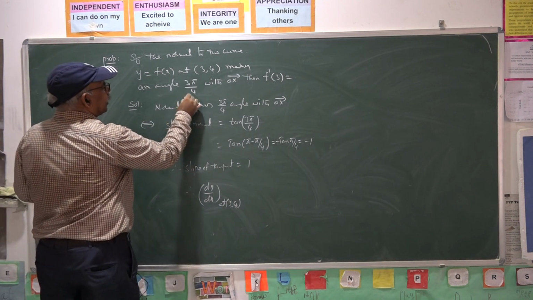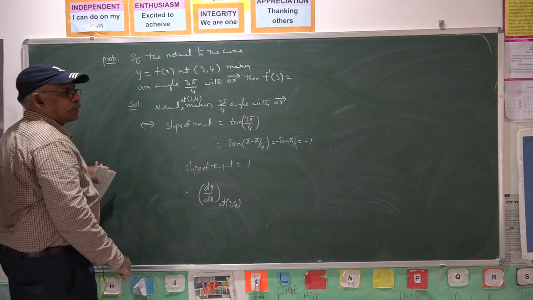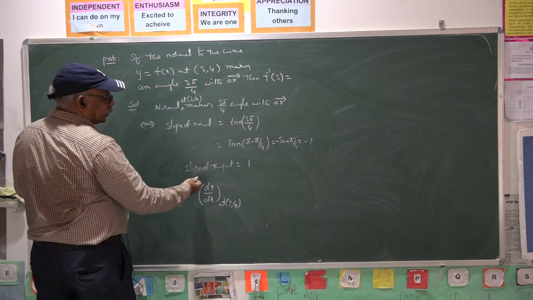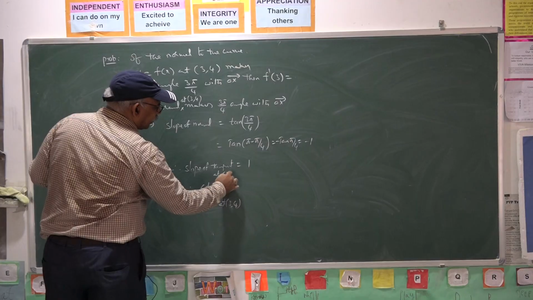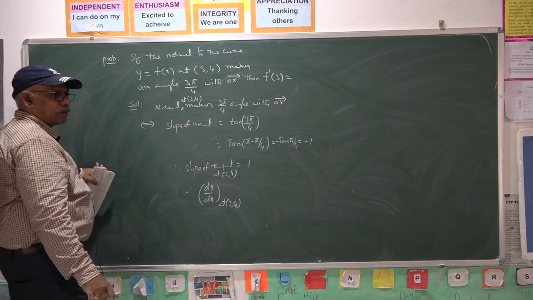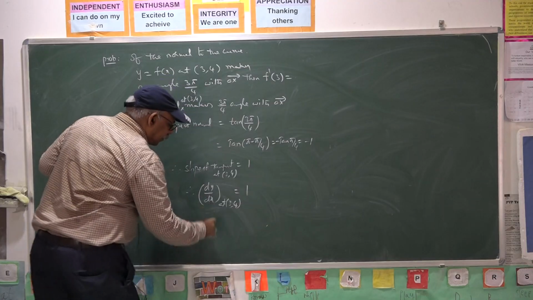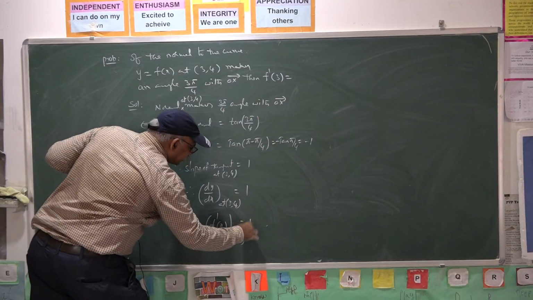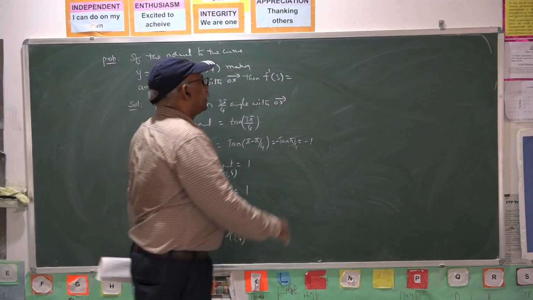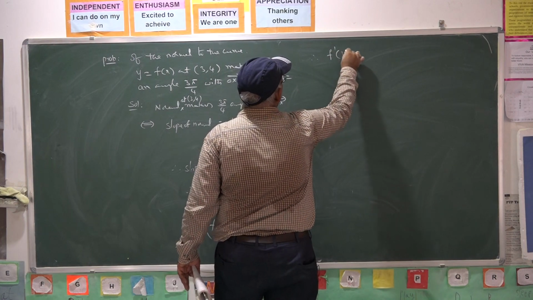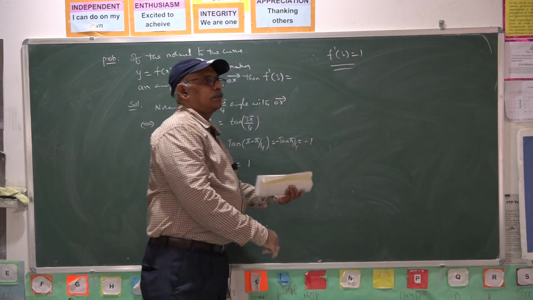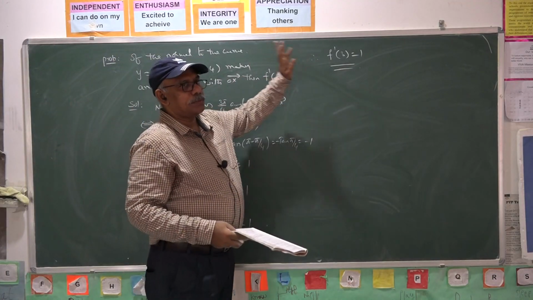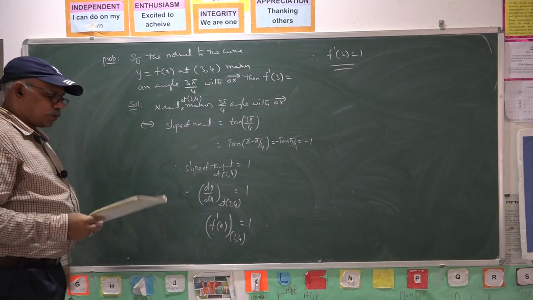Normal, of course, at (3, 4) makes a 3 by 4 angle with x. So the slope of the normal at (3, 4) is this. The slope of the tangent at (3, 4) is 1. So dy by dx at (3, 4) is 1. dy by dx means f dash x at (3, 4) is 1. So taking x equal to 3, f dash of 3 must be equal to 1. The derivative of the function, the derivative of y with respect to x, f dash x at x equal to 3 is clearly 1.